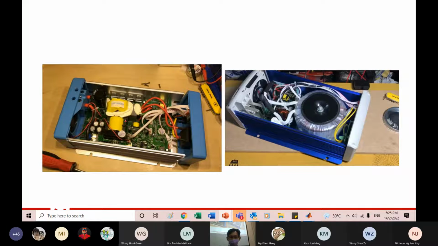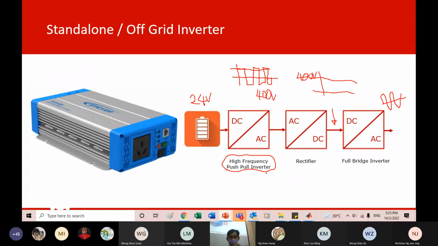You see, this one is the transformer. This is a high frequency transformer. That means the push-pull is not using a 50 Hz transformer. Remember I said 50 Hz transformers are heavy, big, but they use high frequency, 10 kilohertz, 20 kilohertz. So when the frequency increases, the transformer size becomes smaller. Same like an inductor. Your frequency increases, your inductor size becomes smaller.